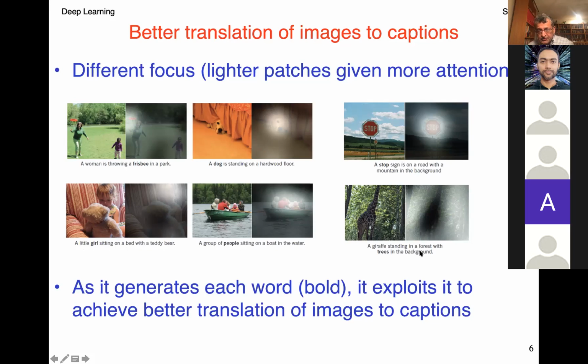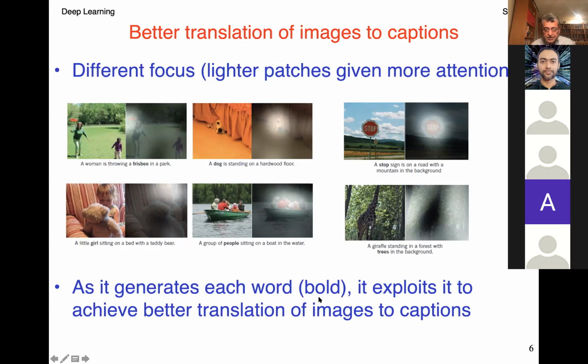A giraffe standing in a forest with trees in the background. I guess the black part here is attention, maybe. As it generates each word in bold, oh, there are words in bold. So frisbee is being highlighted, dog, and then stop is being highlighted, girl is being highlighted, people is being highlighted, and oh, this is not focusing on the giraffe, it's focusing on the trees. The light part is the trees in the background.